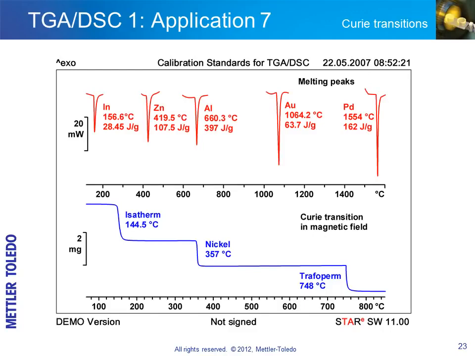The lower diagram shows the use of the Curie transition temperatures of certain ferromagnetic metal or alloy reference materials to calibrate the TGA temperature scale. The reference material is measured in a magnetic field and shows an apparent loss of weight at the Curie temperature.